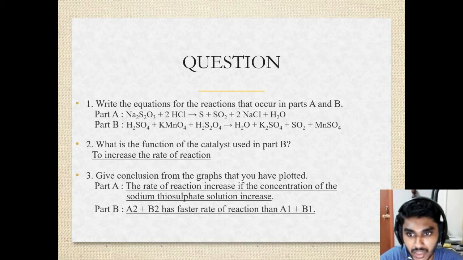For part B, H2SO4 plus KMnO4 plus H2S2O4 will become H2O plus K2SO4 plus SO2 and MnSO4. So what is the function of the catalyst used in part B? To increase the rate of reaction.